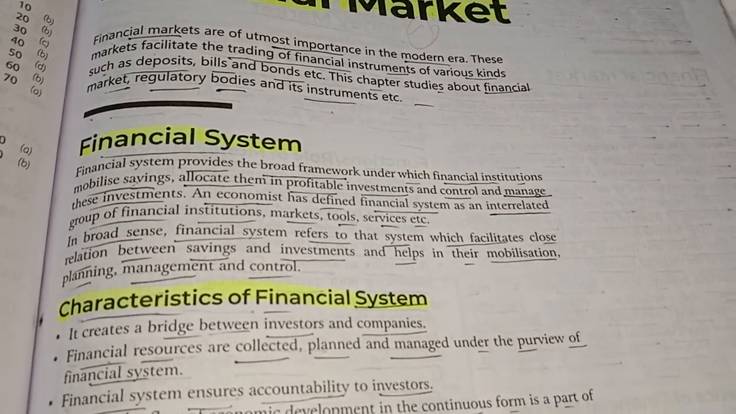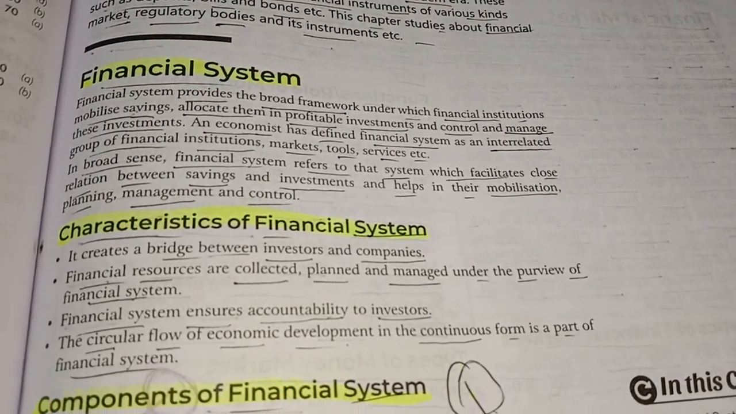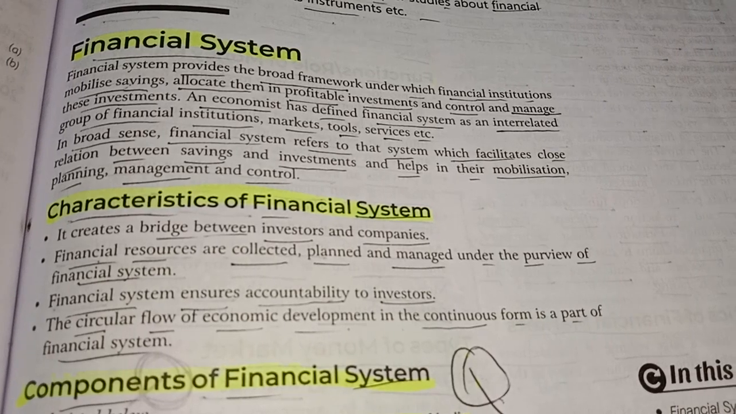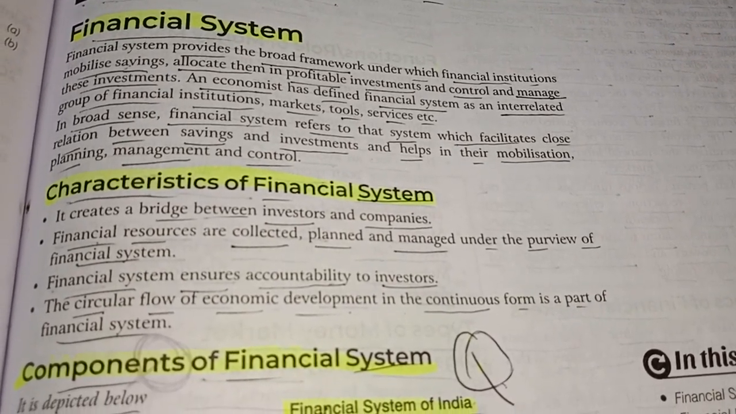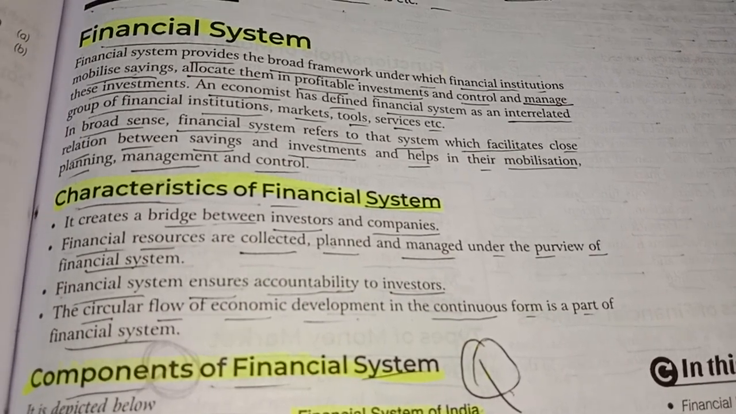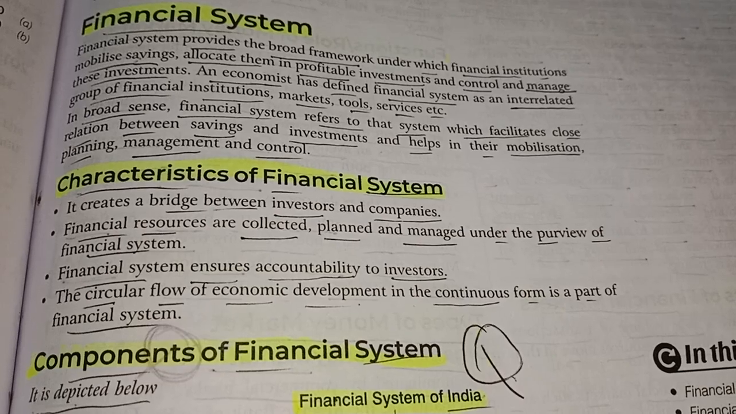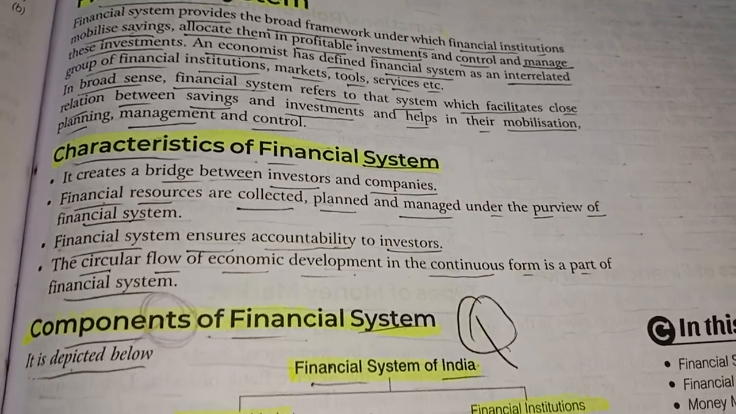Characteristics of financial system: it creates a bridge between investors and companies. Financial resources are collected, planned, and managed under the purview of the financial system. The financial system ensures accountability to investors. The circular flow of economic development in a continuous form is a part of the financial system.